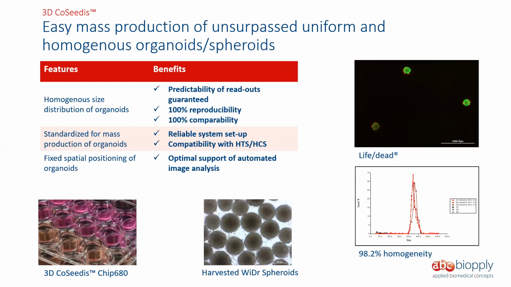Now, the unsurpassed uniformity and homogeneity was, as I indicated, a goal from the very beginning when we designed and developed 3D CoSeedis. We have now achieved a very high grade of reproducibility and comparability, not only between individual microtumors in one chip, but also between different chips, or even chips grown in different 6 or 24-well platforms. We have a very reliable system setup. Handling of our chips is really easy, and we have compatibility with high throughput and high content screening. One aspect of the compatibility to high content screening is also the fact that our system supports automated image analysis. Again, in our application sections, I will talk more about this.